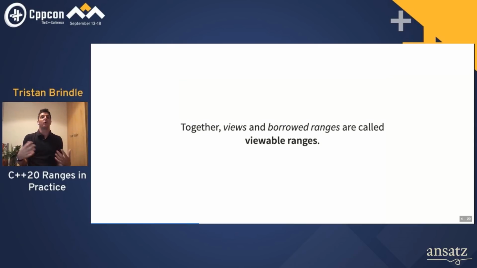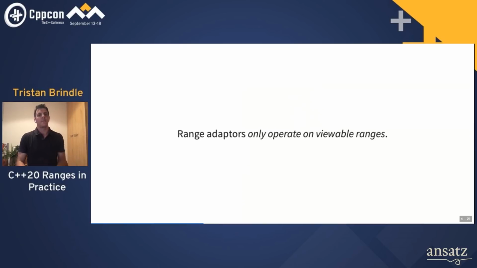So together, views and borrowed ranges are collectively called viewable ranges. That is, they are things that can be turned into views. Why does this matter? Why have I delved so deep into this ranges minutia? Well, here's the most important sentence of this little section. Range adapters only operate on viewable ranges. So in order to use a range adapter, you need to have either another view or you need to have a borrowed range, that is an L value container or one of these things that has specialized the borrowed range trait.